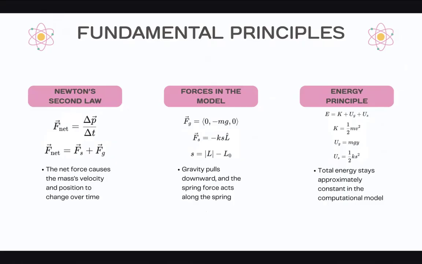In this system, the net force is the sum of the spring force and gravitational force. Gravity pulls downward, and the spring force acts along the spring. The other main principle was the energy principle in the computational model. The total energy of the system is the sum of the kinetic energy, gravitational potential energy, and spring potential energy. So for this lab, total energy was calculated using K plus U sub G plus U sub S.